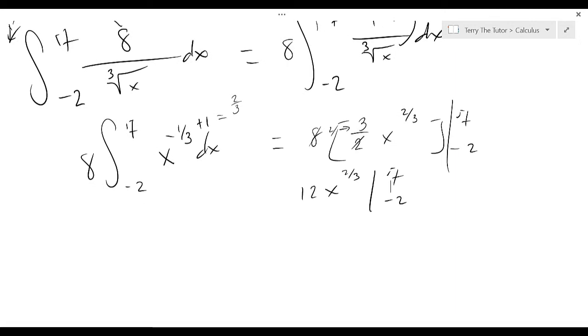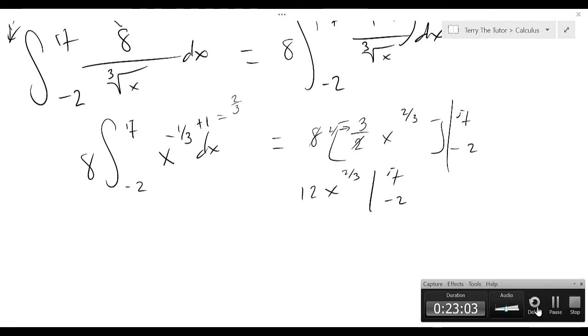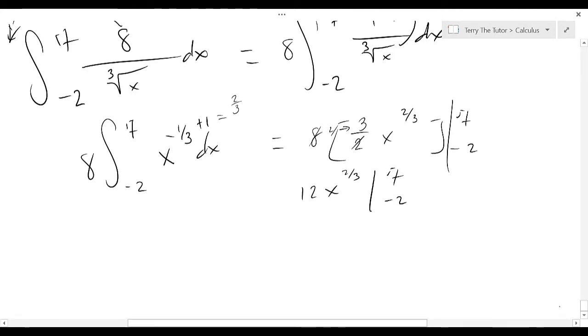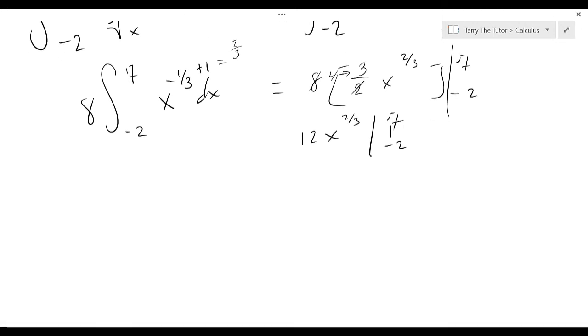I need that calculator back. Well, let me get one out of my backpack. Alright, I pulled the calculator out of my backpack because I'm more comfortable using a TI-30 than a calculator I've never used before on my computer.